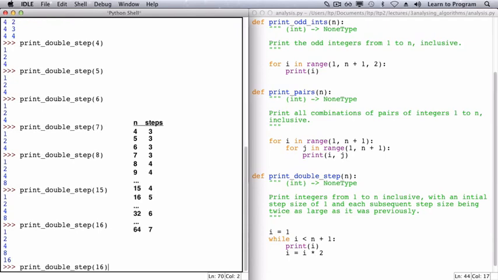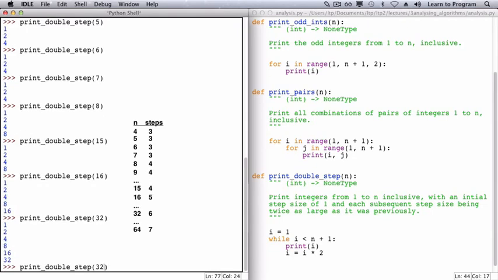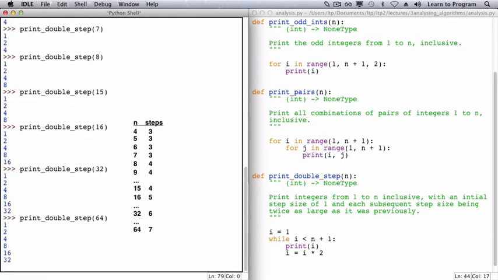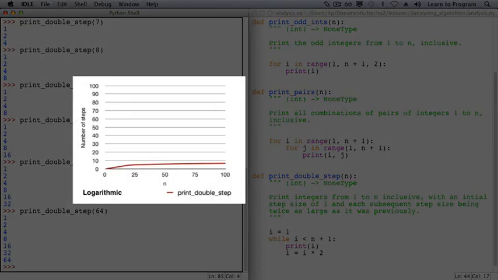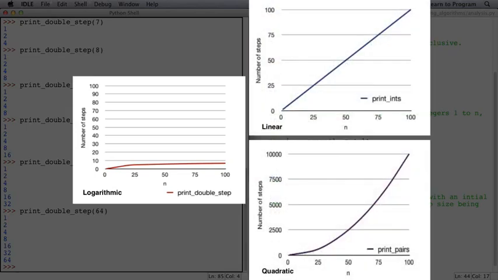And then when n refers to 32, twice that, 6 would be printed. When it's twice that, 64, 7 would be printed. Every time n is doubled, an additional integer is printed. For the previous function, we said the number of steps is equal to n squared. For this function, the number of steps is proportional to log base 2 of n. This algorithm is logarithmic. As the size of n grows, the number of steps grows more slowly than it did for the linear and quadratic algorithms.